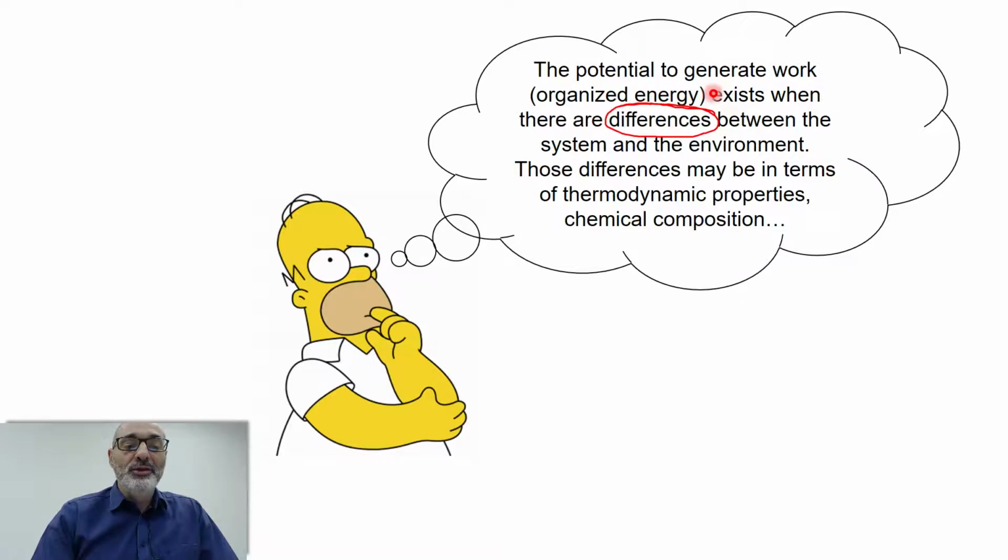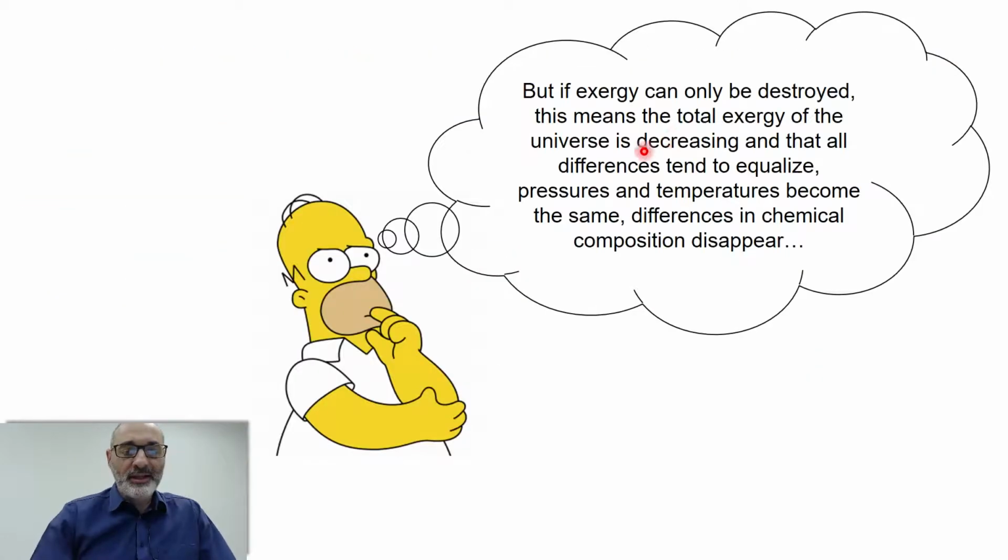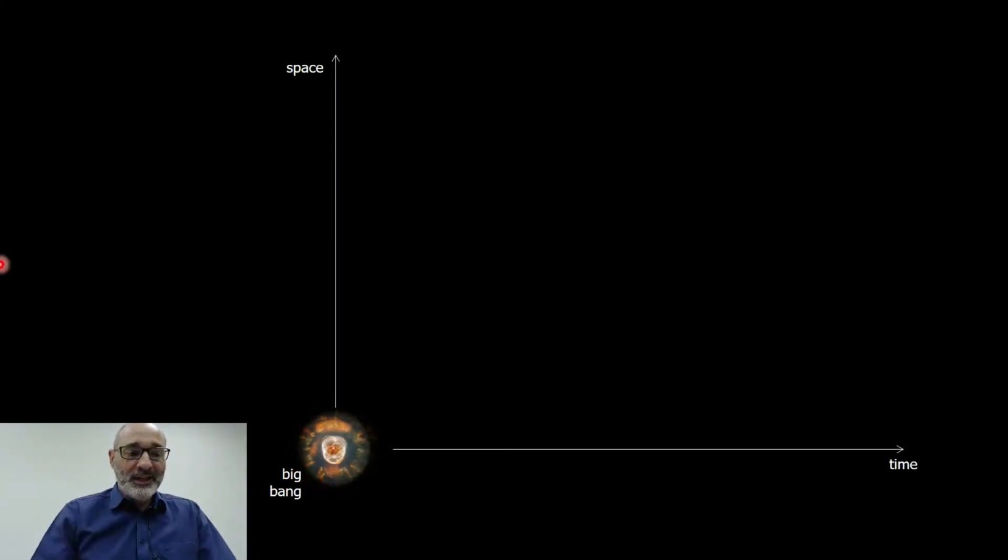We obtain useful energy from differences. And now we are concluding that in the future, there's not going to be difference. So what's going to happen in the far future? Okay, so let's think of the universe as a closed system. So this is our closed system here. Okay, it was created in the Big Bang. This is time, this is space.